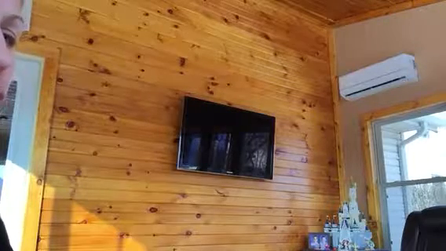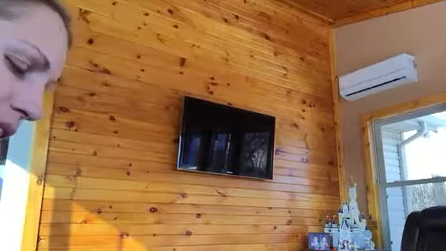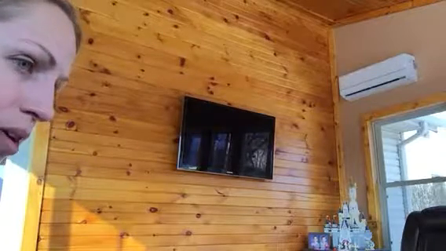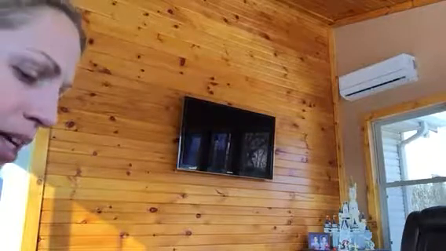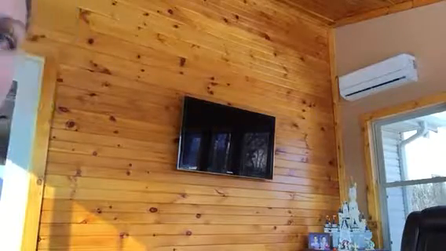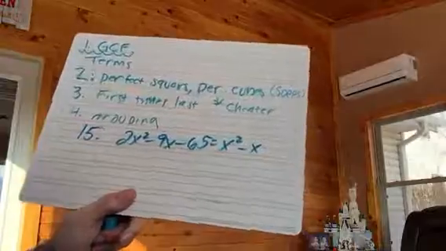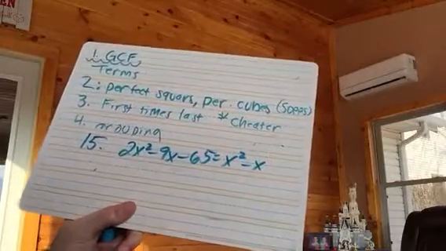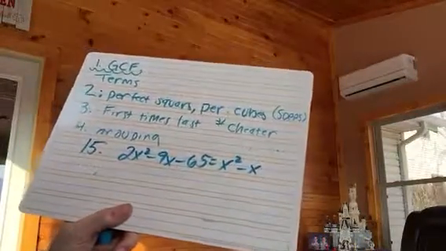Let's jump down to problem number 15, please. 2x squared minus 9x minus 65 equals x squared minus x. So this is problem number 15.